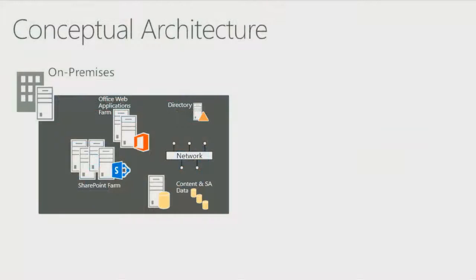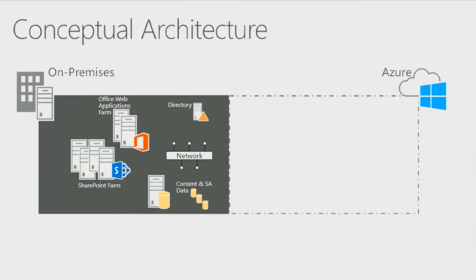So first, we have an on-premises environment, fairly typical. We've got a SharePoint farm, we've got Office web apps, we've got directory infrastructure, network, our content, service application, data. So the first thing we're going to do is extend that data center out into Azure. This is what we call the hybrid architecture. First thing we do is establish that network connectivity. In most cases, it's going to be a VPN, but it could be MPLS if you're in the preview.